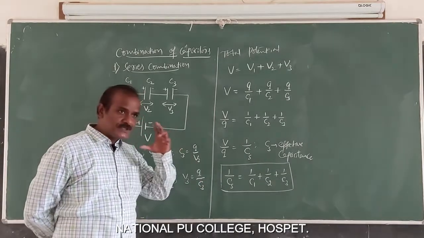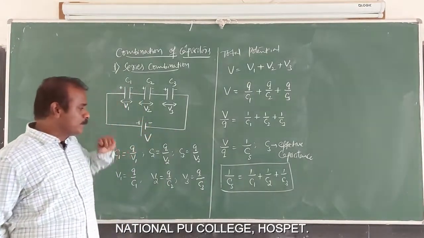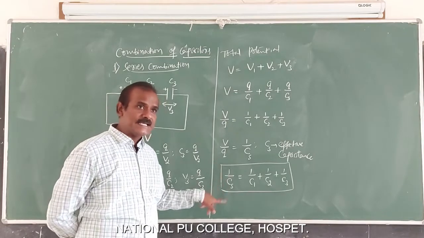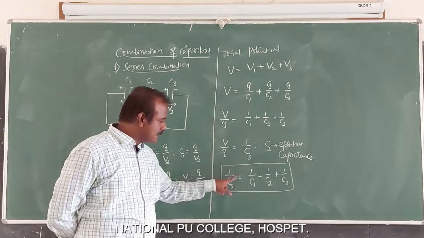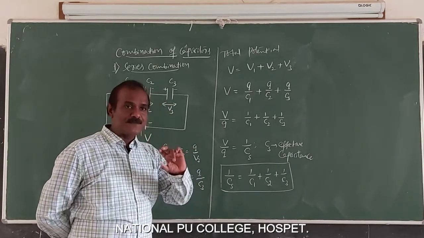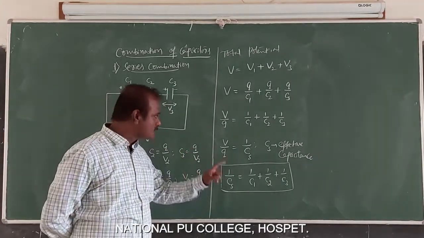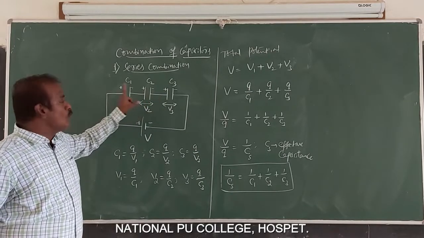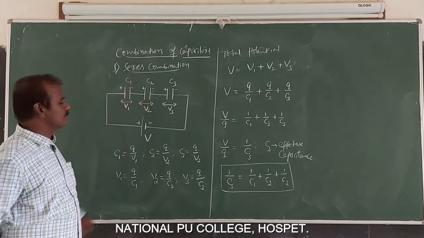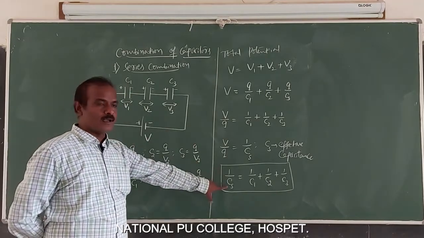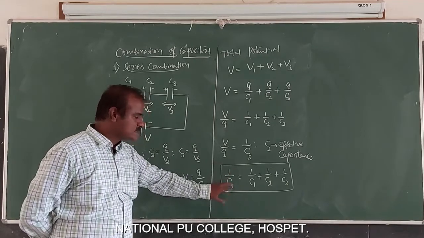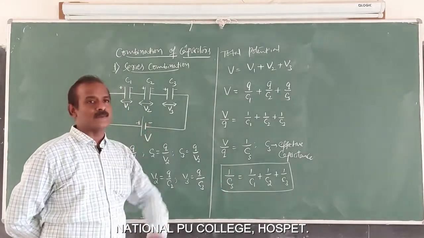Well students, now remember very importantly, mathematically you can analyze that the value of CS must be less than any of these three, lower than the lowest among the three combined. That is, the reciprocal of CS is the sum of the reciprocals, so the CS value is lower than the lowest among the three capacitors combined.